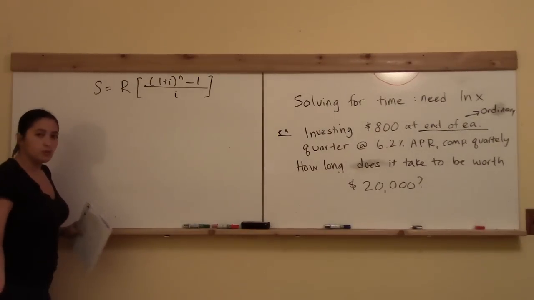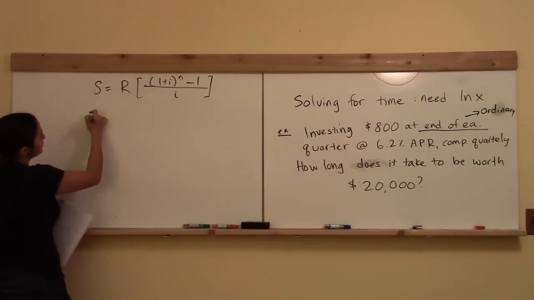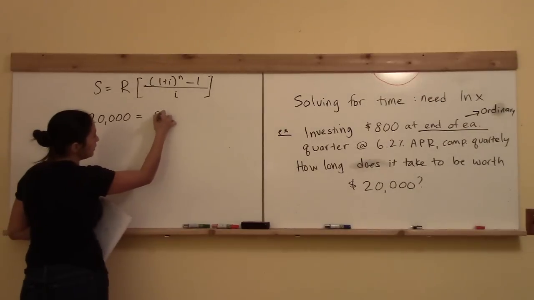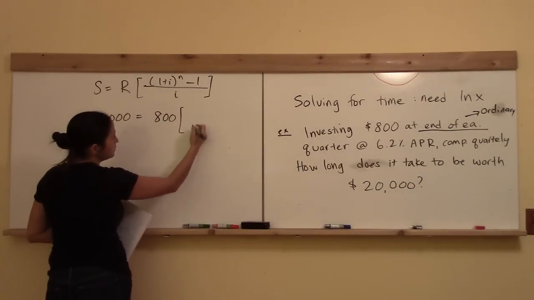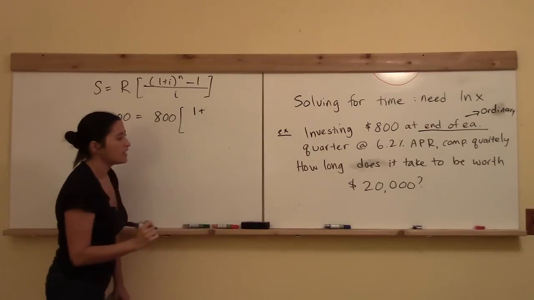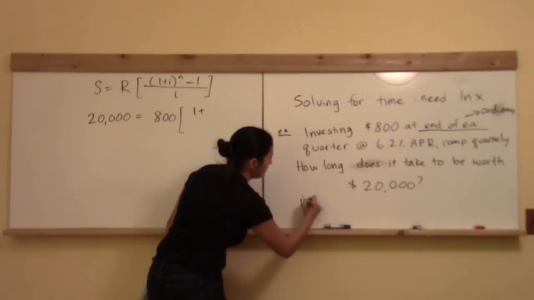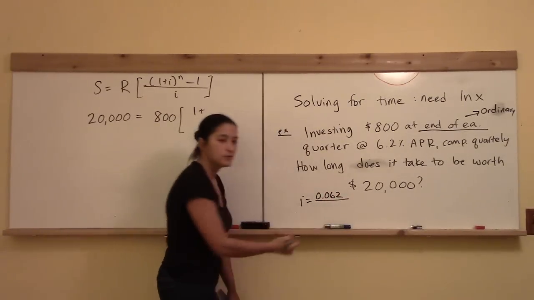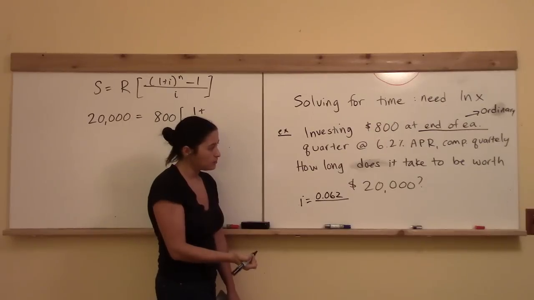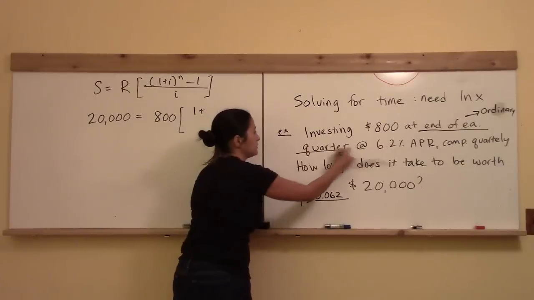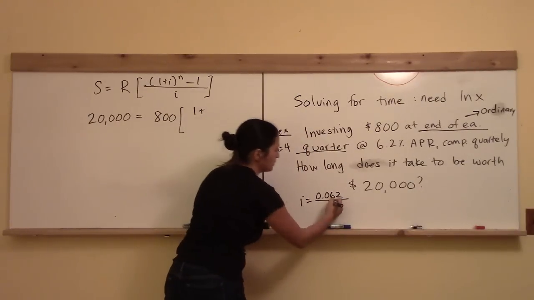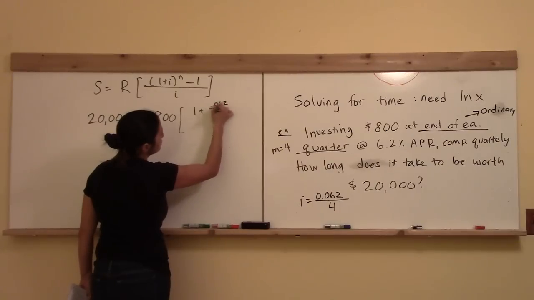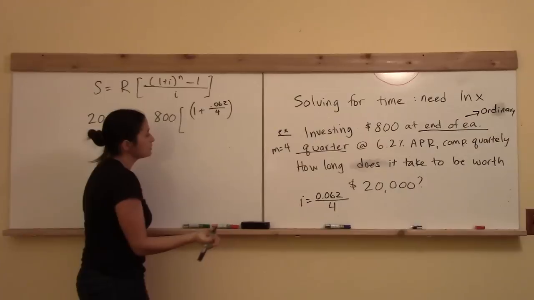Okay, let's see, what are our knowns, what are our unknowns? Here it looks like our S is equal to $20,000. Our R, also known, $800. Okay, 1 plus I, what's my I? Well, it has something to do with this APR right here, right? But it has to be divided by something. What's it going to be divided by? Quarters. So that means m is equal to 4, right? So the I is going to be that divided by 4. So 1 plus 0.062 divided by 4. That quantity raised to the n.